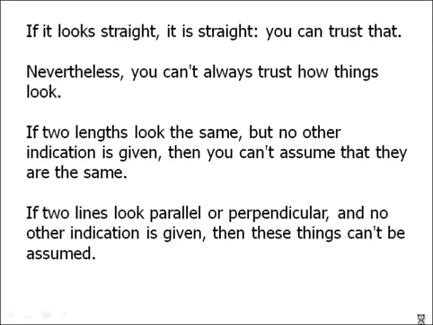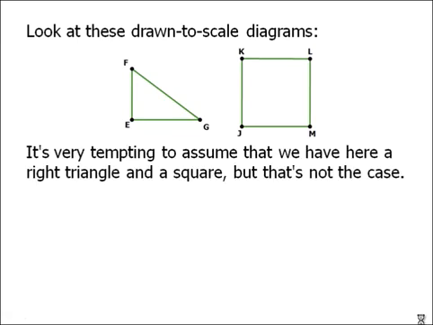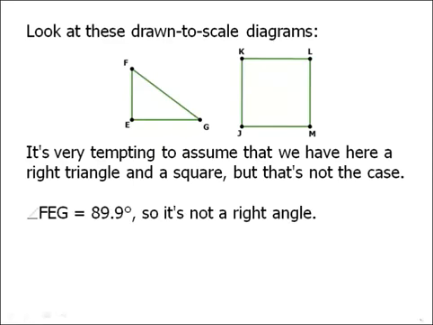And in fact, even if you're told that you have diagrams drawn to scale, so these are in fact two drawn to scale diagrams. Certainly looks like what we have is a right angle and a square here. It's very tempting to assume, yeah, a right angle and yeah, a square, but that's not the case. Even if things are drawn to scale, here I've drawn angle FEG 89.9 degrees. So that's not a right angle. That is not a right triangle. In fact, triangle FEG is really an acute triangle with three angles less than 90 degrees.